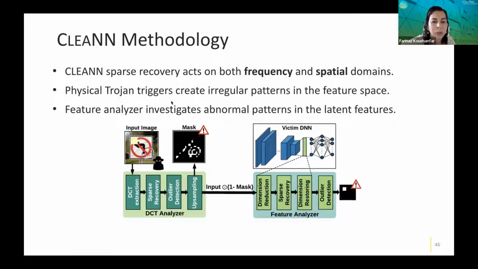And the physical Trojan trigger will create irregular patterns in the feature space. This feature analyzer, as I was telling you earlier, is reducing the dimension, doing sparse recovery, restoring the dimension, and then outlier detection, basically looking at the discrepancy between the victim model and the dictionary learning based model.